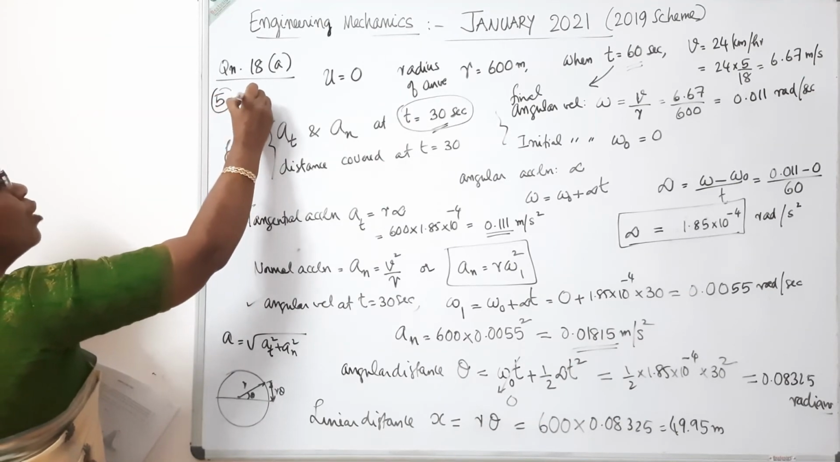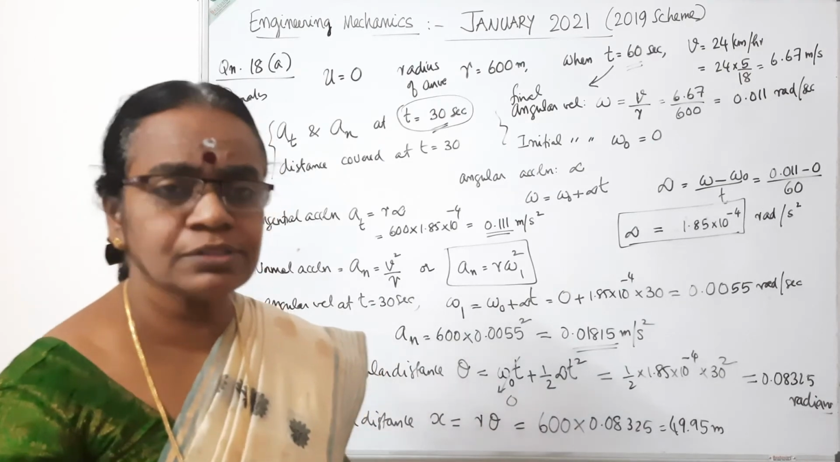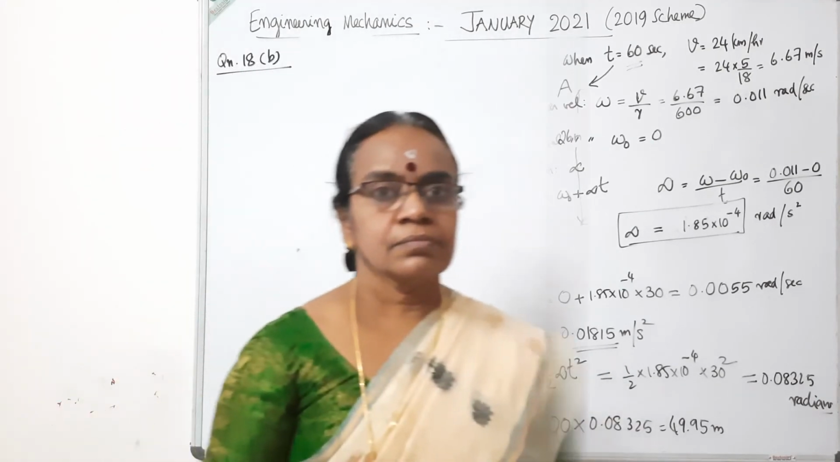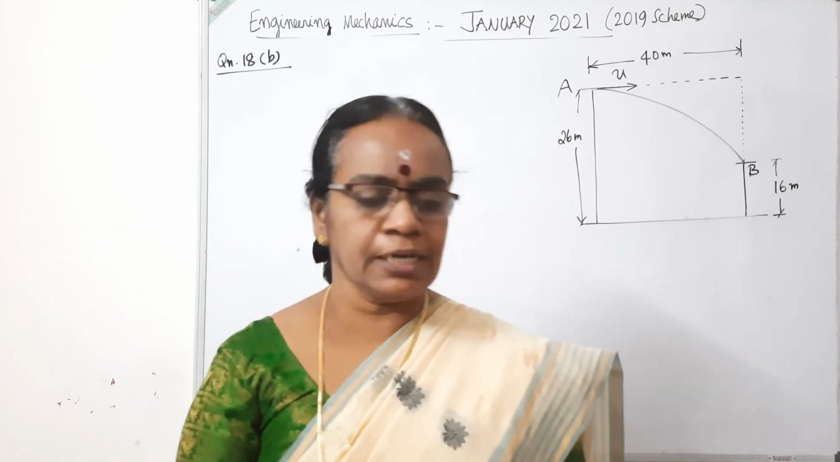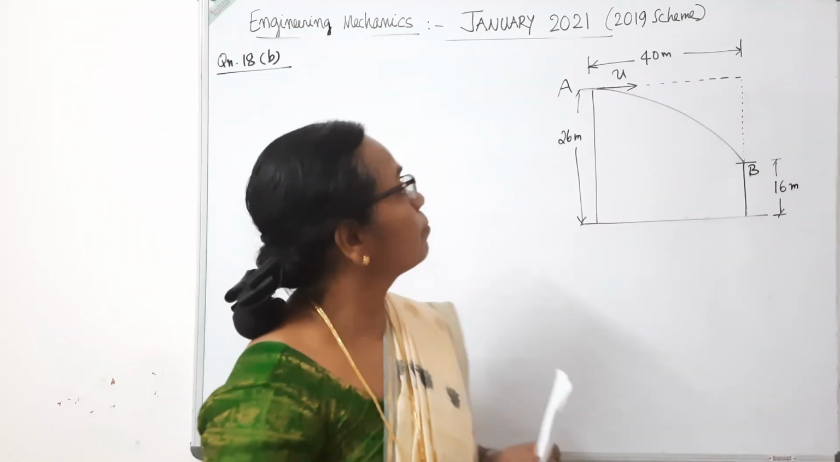Direct substitution of formulas. This constant angular acceleration problem. So next question number 18b. With what minimum horizontal velocity u can a boy throw a rocket A and have it just clear the obstruction at B as in figure? So you are given a figure.